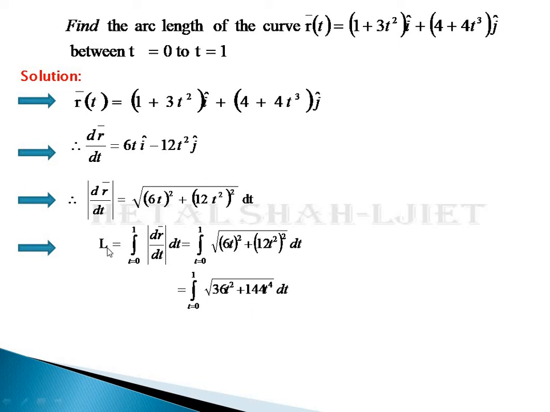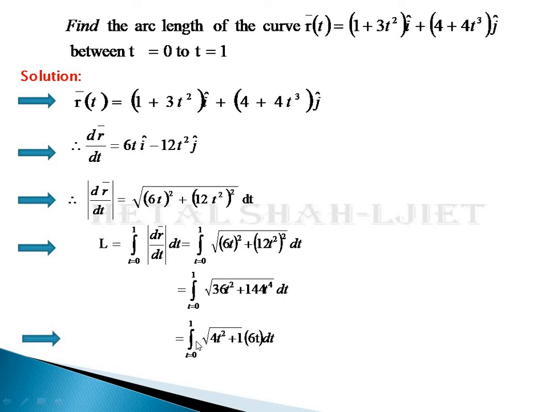Now the final step is to find the arc length, that is the integration of this modulus with respect to t. So 36t square plus 144t raised to 4. If I take 36t square common, that is 6t, then in the square root 4t square plus 1. Okay, 36 fours are 144. So 36t square is common, and 4t square plus 1 remains.